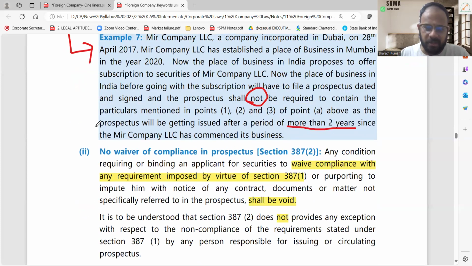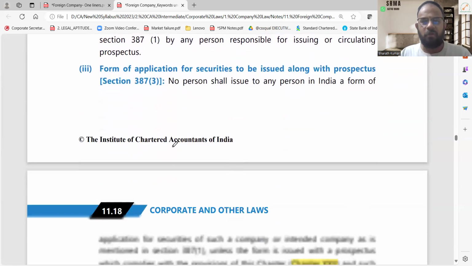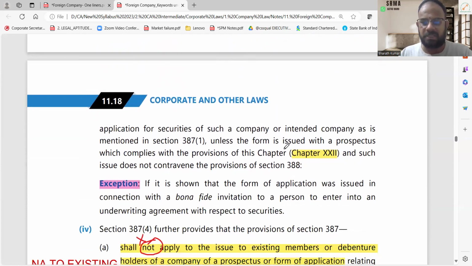Waiver. Anything that you try to waive in the contents of the prospectus is not allowed. It is void. You cannot waive anything as per the prospectus. They say it is not enforceable in the court of law. You cannot waive because prospectus is a very important document. Form of application, yes, it is as per chapter number 22. Our chapter, same chapter. Exception, if you are in a bona fide invitation, bona fide means what? Good faith.